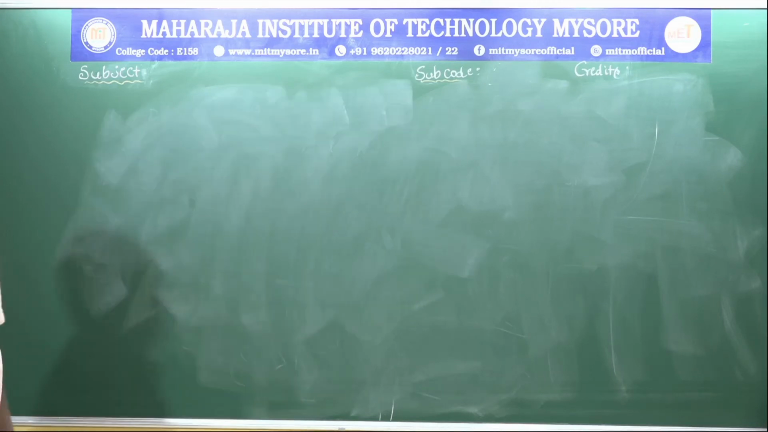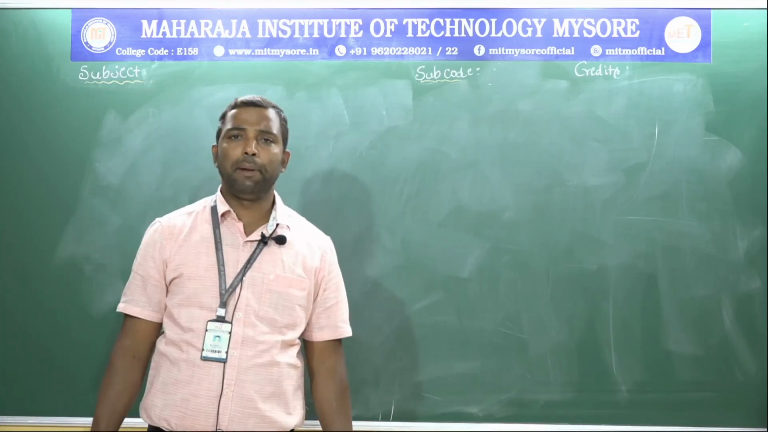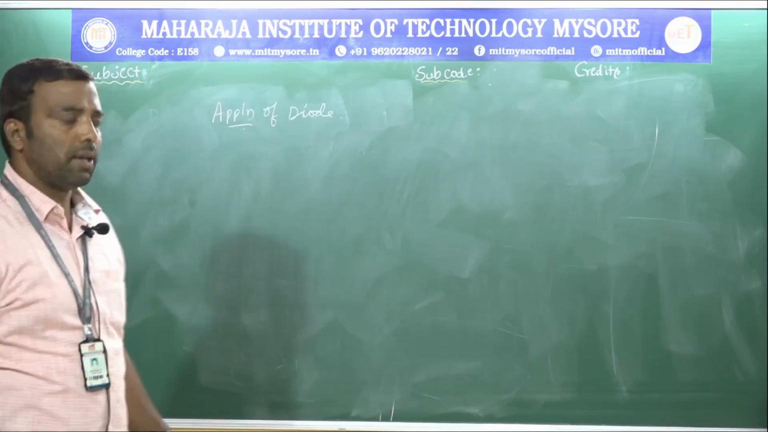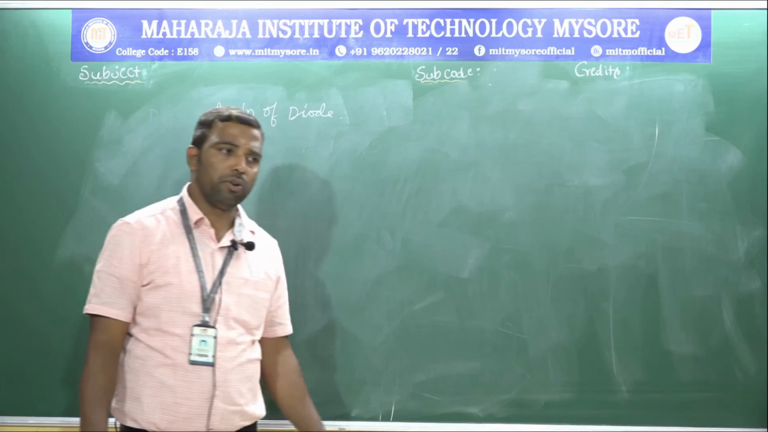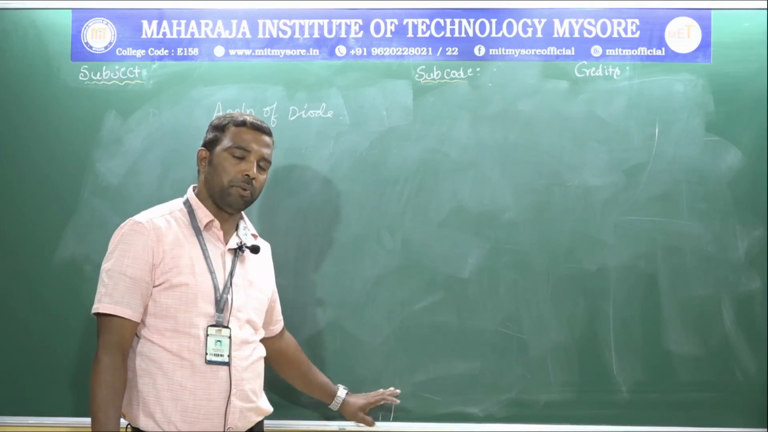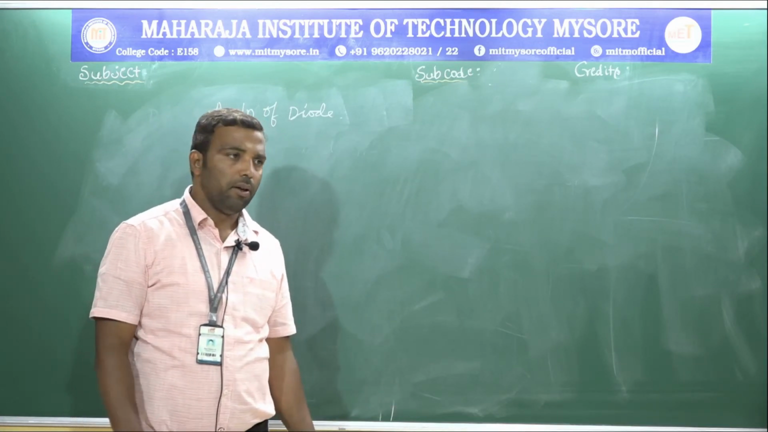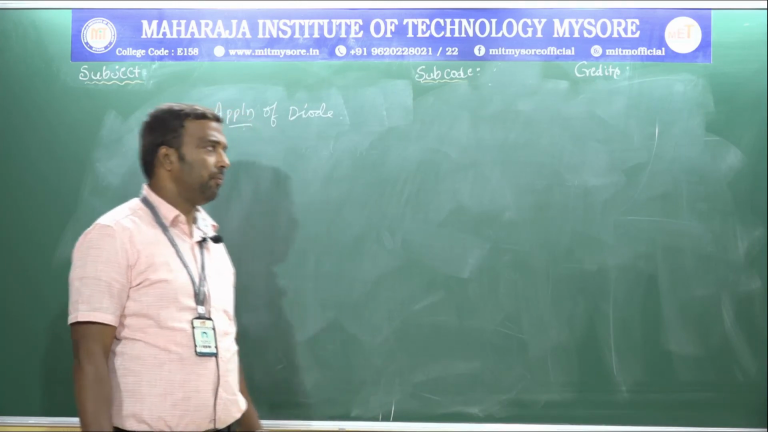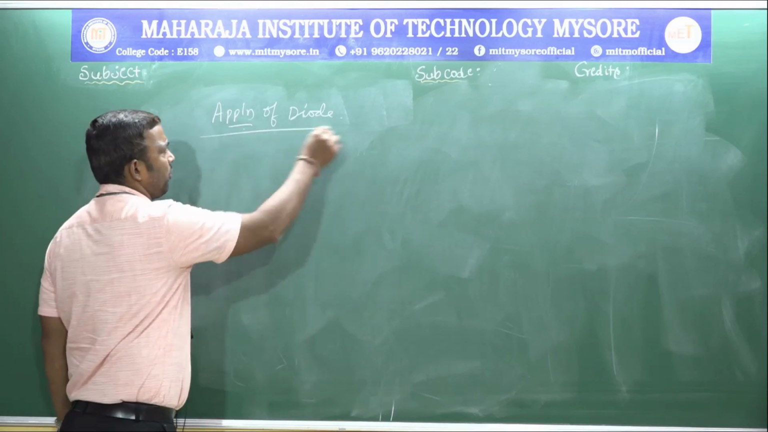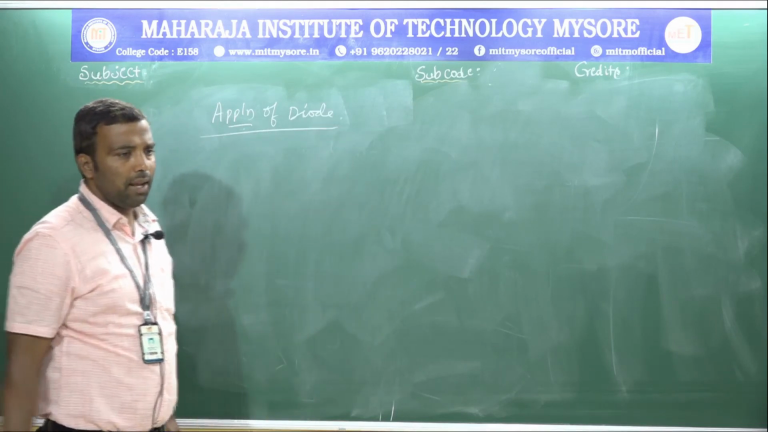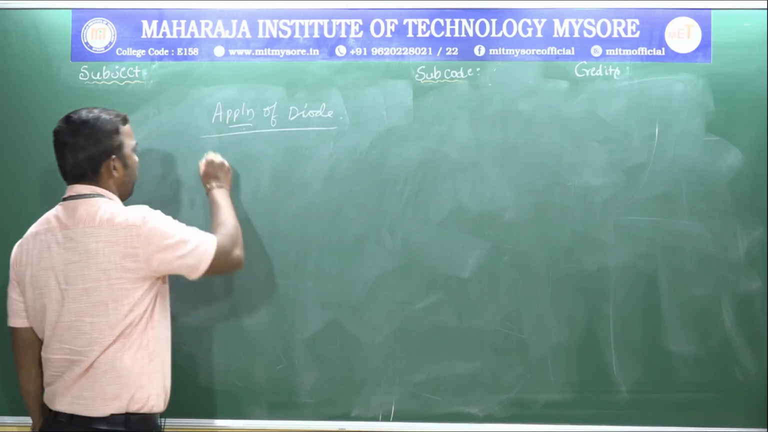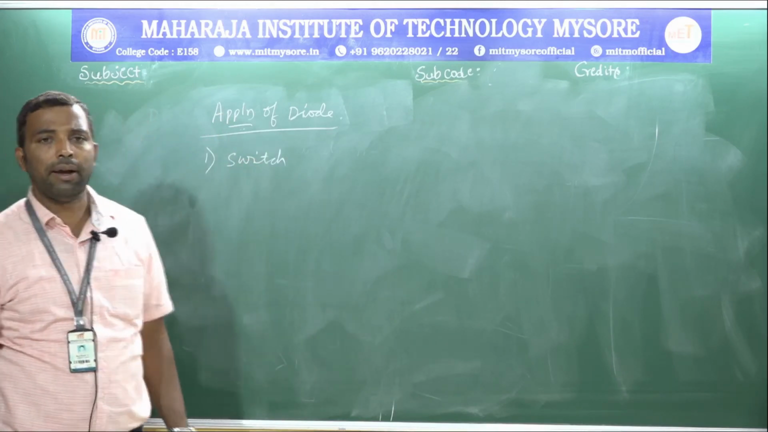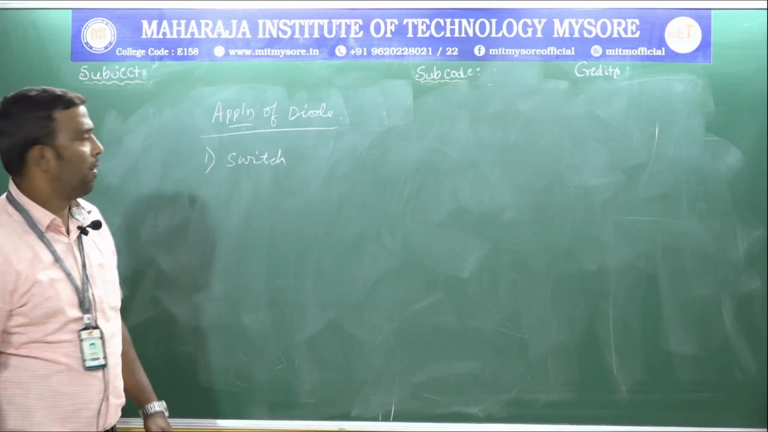Okay. Now we are considering applications of diodes. You studied the types of diodes, forward bias operation, reverse bias operation, the diode current equation, and approximations, etc. The next is the application of the diode. The first main application of the diode is that it acts as a switch. The diode acts as an on and off switch.